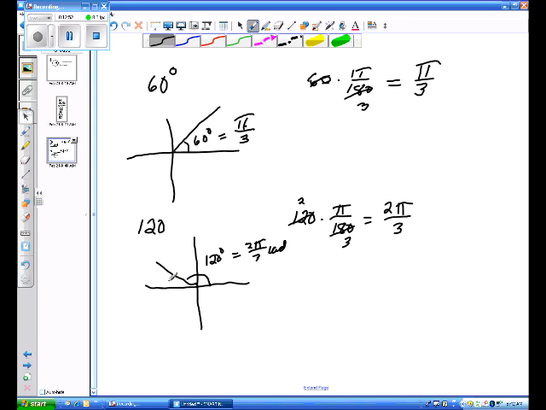Now let's see what our reference angle is. And remember, your reference angle is between the terminal side and the x-axis. So we know if we went all the way to the x-axis, that would be 180 degrees. 120 is our angle. So in degrees, that would be 180 minus 120, which is 60 degrees. We have a reference angle of 60 degrees.